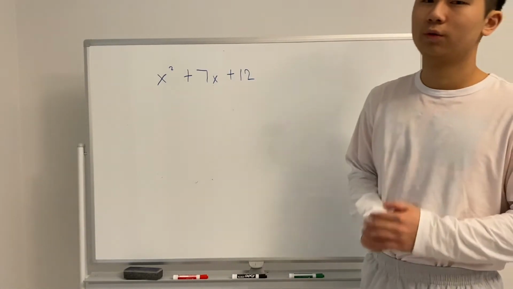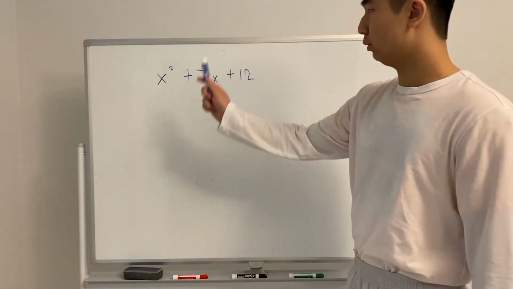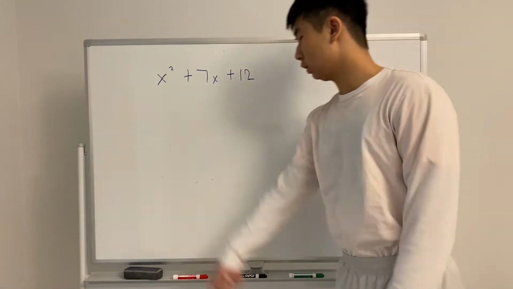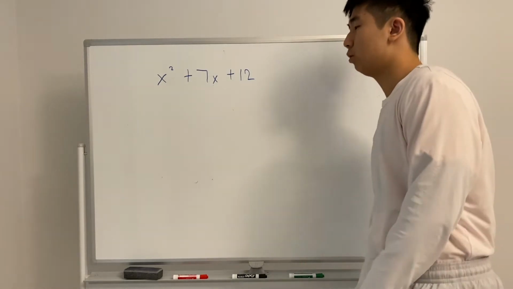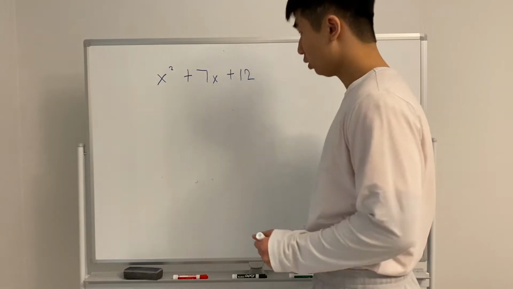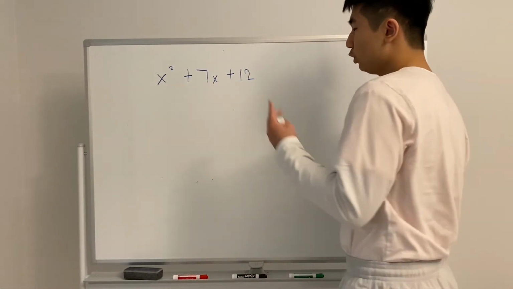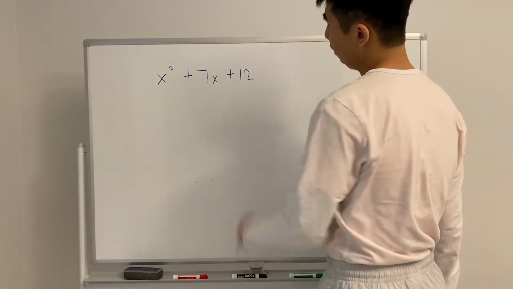Today I'll be going over how to convert from standard form to factored form when a is equal to 1 and when a is not equal to 1. So with this equation we have x squared plus 7x plus 12. We know a is 1 because there's no number in front of the x. So when a is 1, you want to figure out which two numbers multiply to 12 and add to 7.